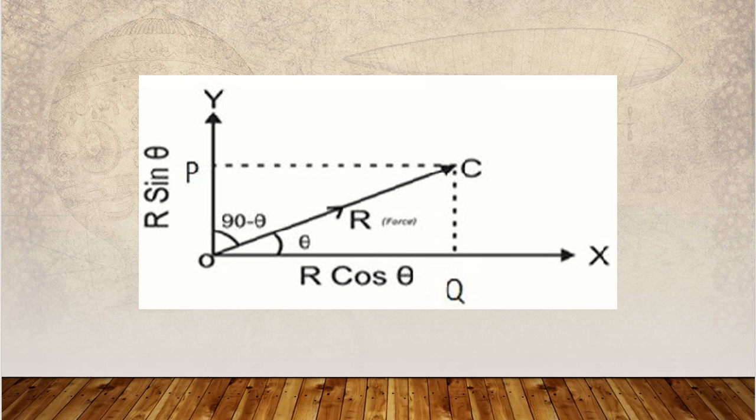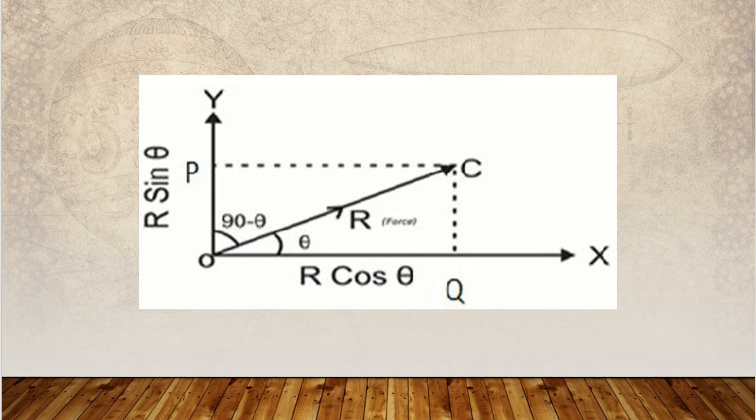Here the R vector is going to split into two vectors. Those are R cos theta and R sin theta. R cos theta is going to split along x-axis and R sin theta is going to split along y-axis. So this is the resolution of a vector R. You are splitting one vector R into two vectors. Those are R cos theta and R sin theta.